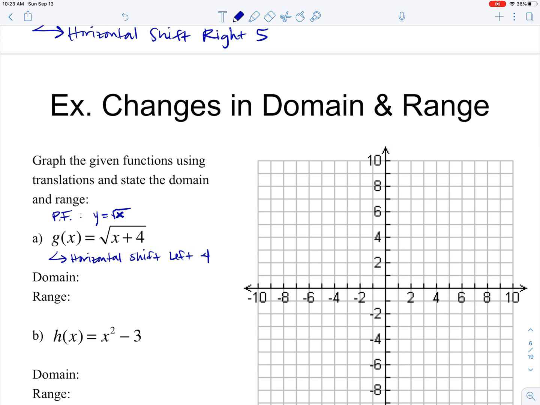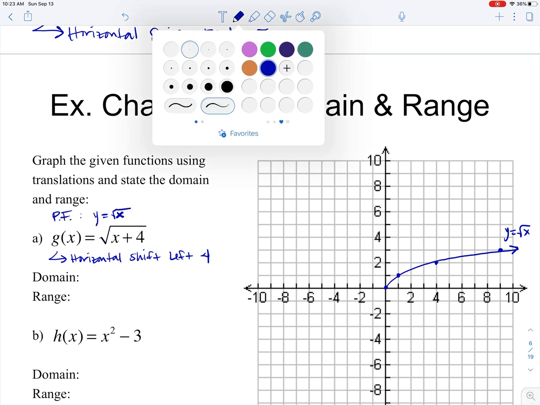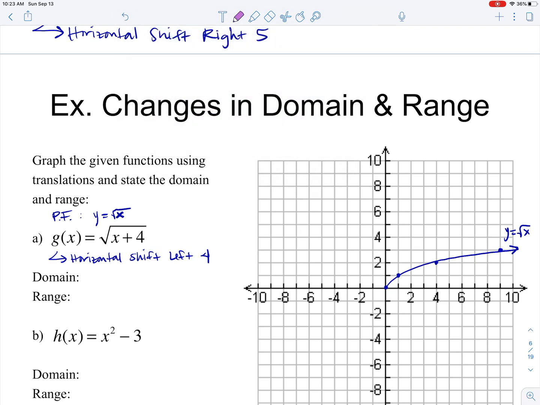Square root of x, remember, it has a point at the origin, 0, 0. So here, I'll draw the parent function. We have 0, 0, 1, 1, 4, 2, 9, 3. Those are the points that I always think about for the parent function. So this would be y equals square root of x.